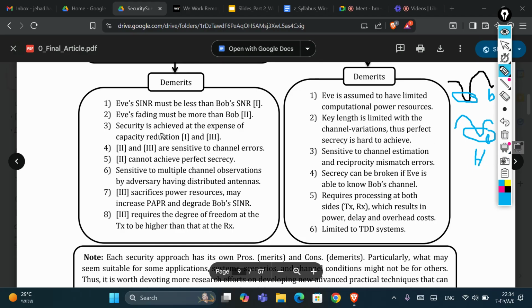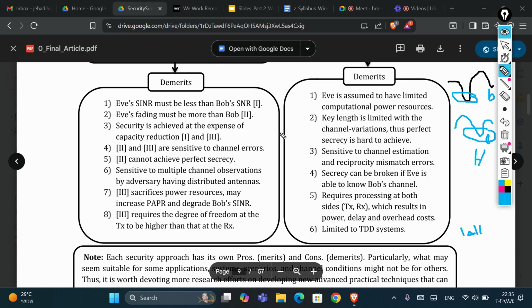The third one: security is achieved at the expense of capacity reduction. This is also one of the disadvantages. Usually, when you want to transmit your data, especially in the case of channel coding, you have a sequence of bits. Let's say you have 10 bits, and the output has to be 20 bits. Now, these 20 bits require more bandwidth, more space, more storage, and therefore can cause a reduction in the capacity of your network.